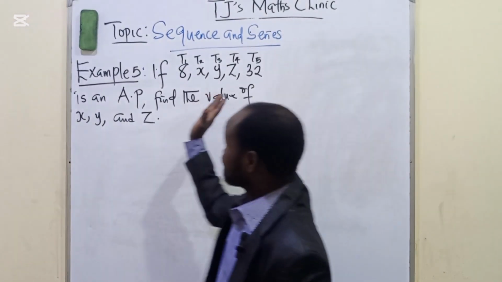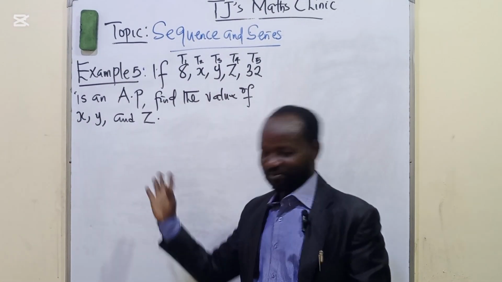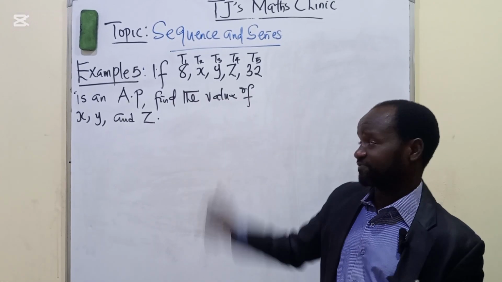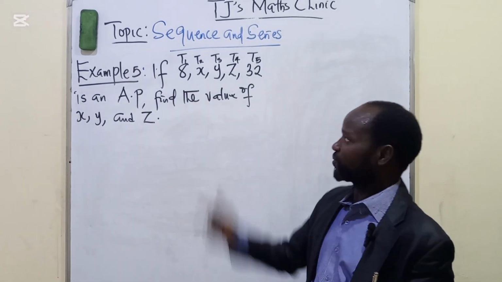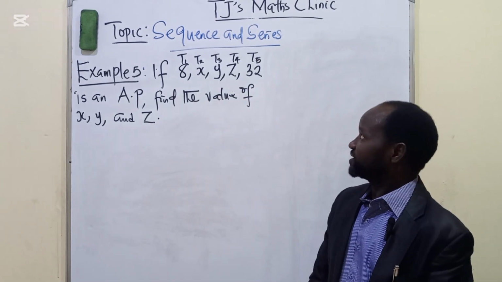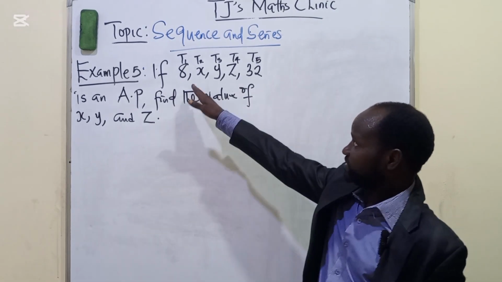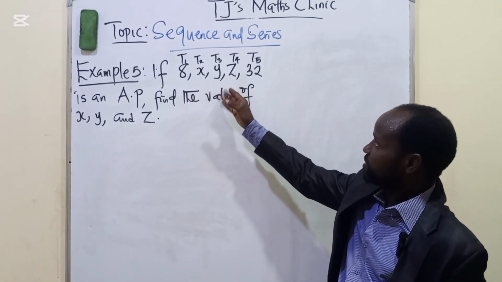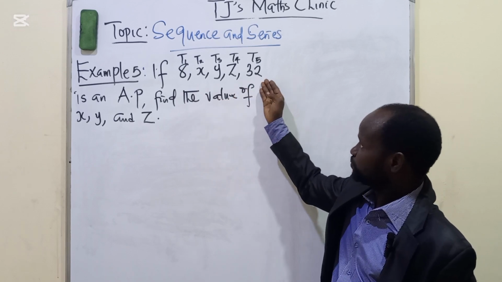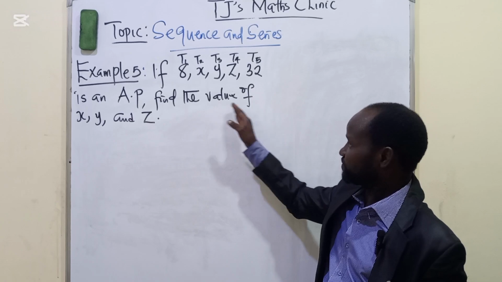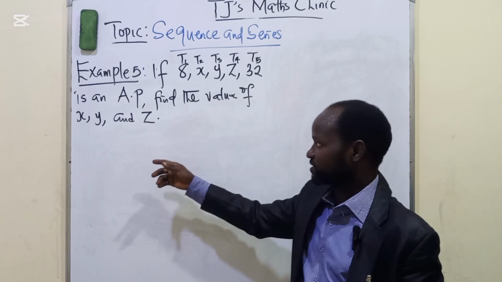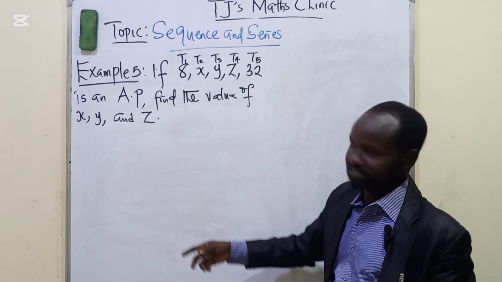Still on sequence and series. With us here is example 5 under arithmetic progression. Let's look at how we can handle this together. The question reads, if 8, x, y, z, 32 is an arithmetic progression, we are asked to find the value of x, y, and z.